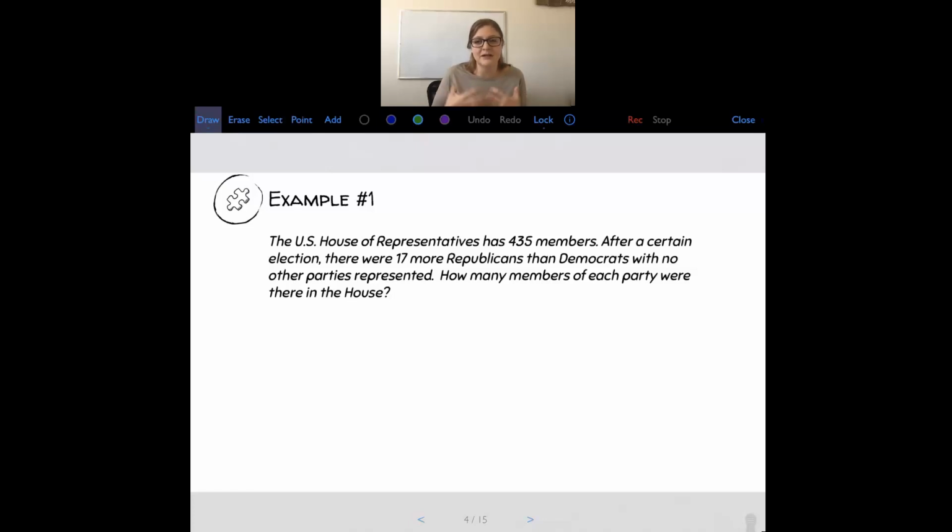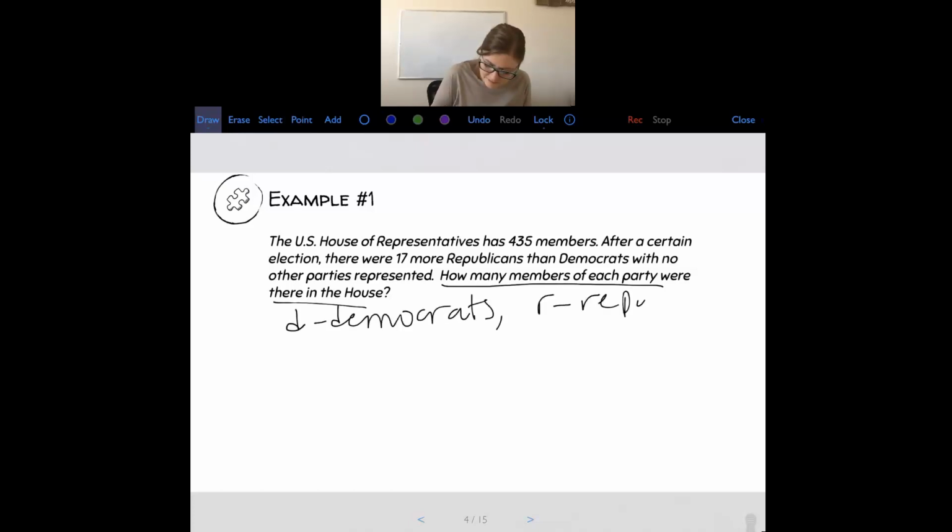Okay, so typically what I try to do first with these problems is I try to figure out what are the two unknowns here that I'm trying to find. Usually the last sentence tells me. How many members of each party were there in the House? So I'm trying to find the number of Democrats and the number of Republicans. So I'm going to use the variables D to represent Democrats and R to represent Republicans.